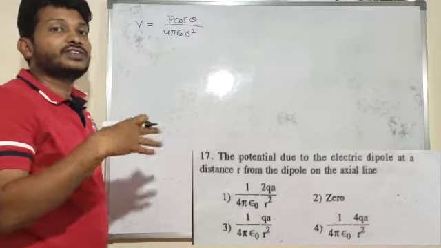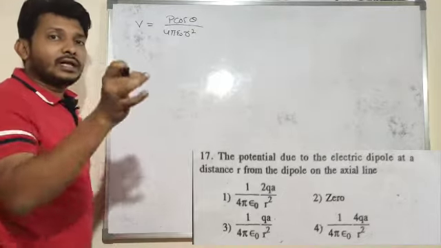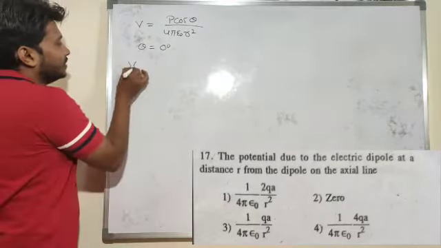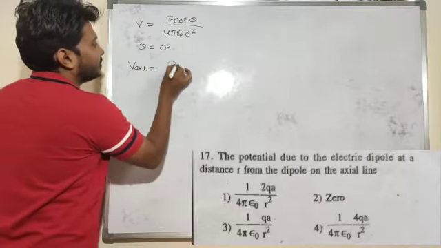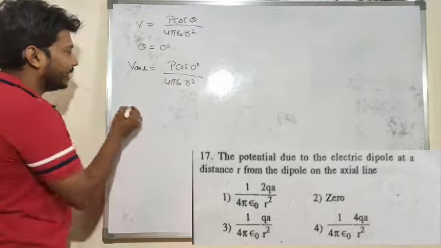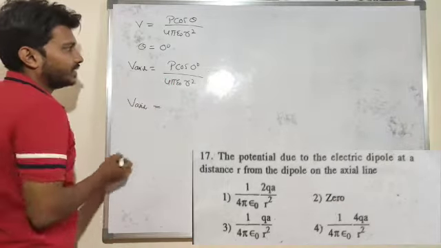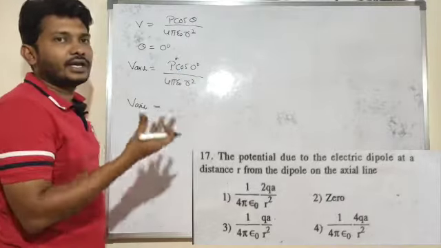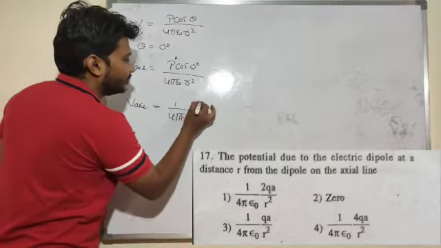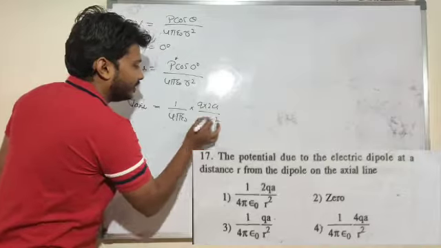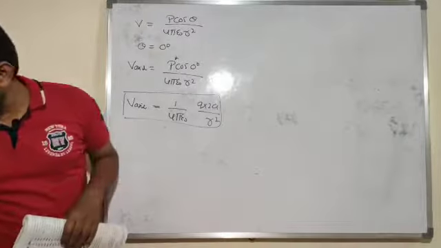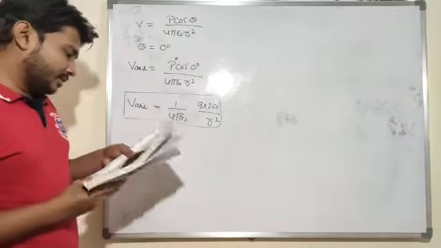So electrostatic potential at any point due to a dipole. Here where is the location of the point they mention? Axial line. So at axial line, what's the theta value? 0 degree. So potential at axial is P into cos of 0 degree divided by 4 pi epsilon naught into r square. So I shall rearrange this equation. P means dipole moment here, so shall I take it as Q into 2A here? 1 by 4 pi epsilon naught, P means Q into 2A divided by r square. So this is the required expression for the electrostatic potential in case of an axial line here. So we'll look at the next one.